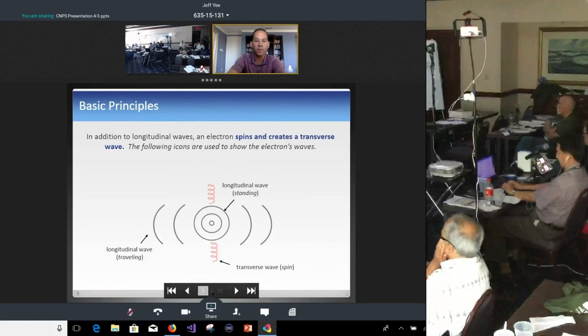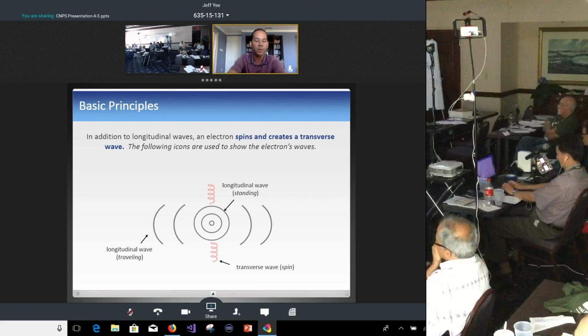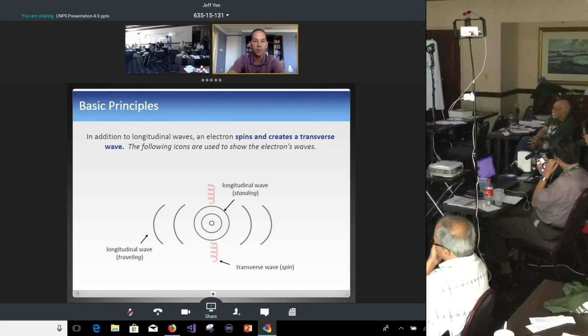The last thing on basic principles before I start to go into the relationship. I've used a lot of icons here as we represent both longitudinal waves and transverse waves. A longitudinal wave amplitude is in the direction of propagation of the wave, and a transverse wave, of course, is perpendicular. Now, the concentric circles icons that you'll see in the following slides represent a standing wave. The arcs there represent longitudinal traveling waves. And then finally, the red ones you see there are transverse waves. It's really a spin. Okay, so now let me get to the fun stuff.